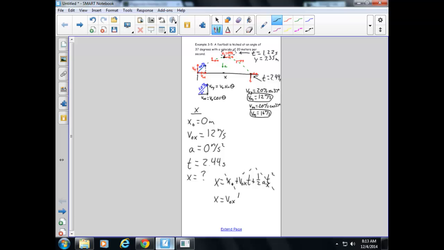We can plug in some numbers. X equals 12 meters per second for 2.44 seconds. Seconds cancel there. Let me do some math quick when I do that. Did I use the wrong velocity? Oh man, yes I did.